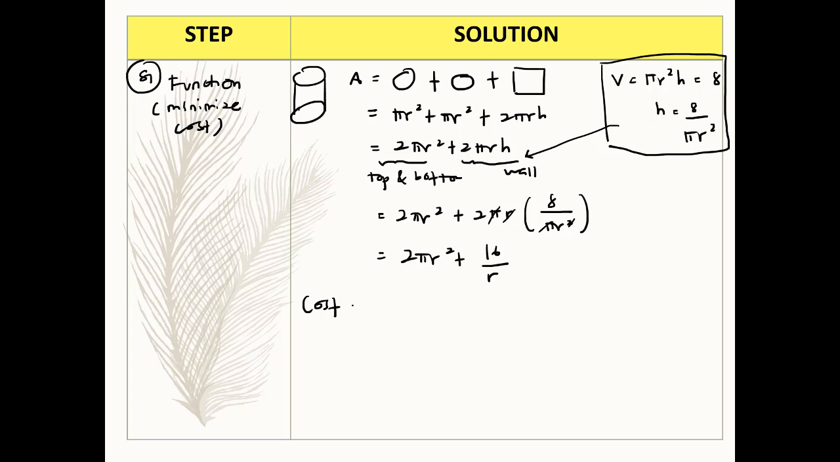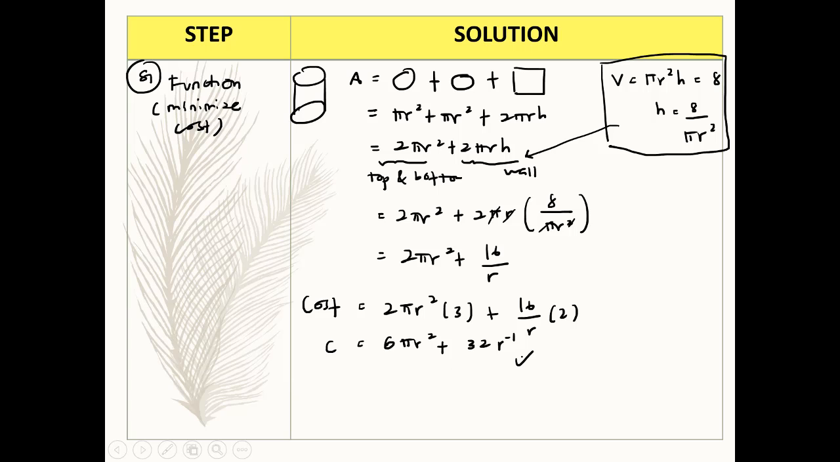And then we got the cost. The cost for the top and bottom is 3, so 2 pi r square times 3, and then the cost for the material for the wall is 2, so 16 over r times 2, so we got the cost is 6 pi r square plus 32 r power of -1.